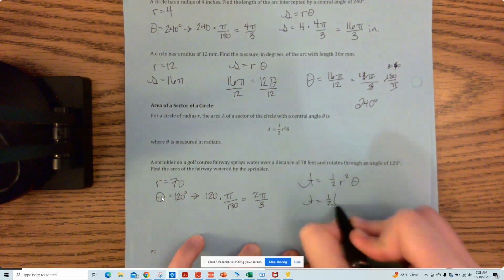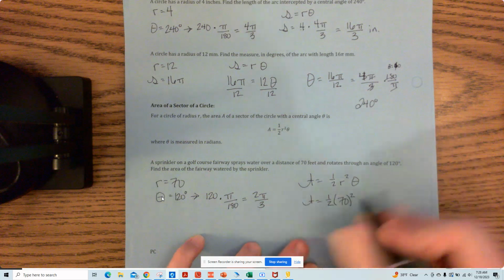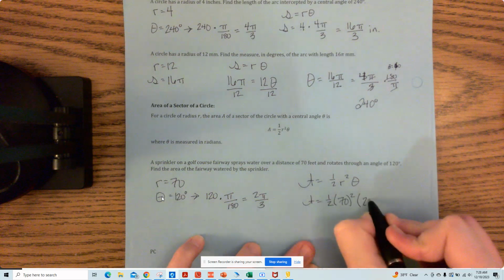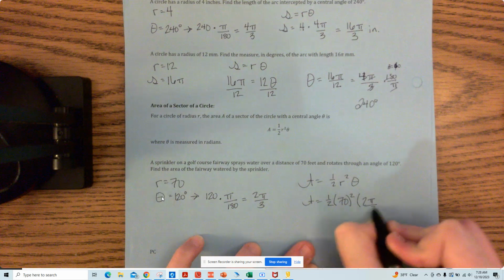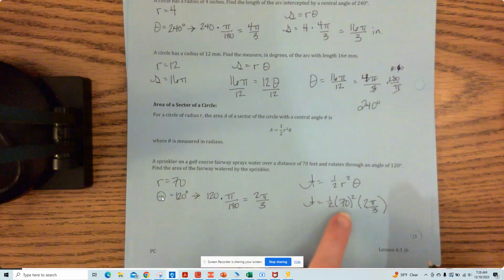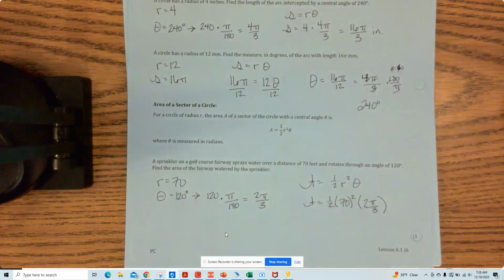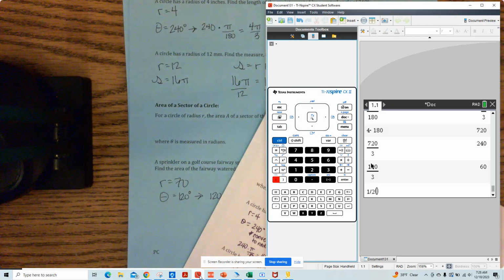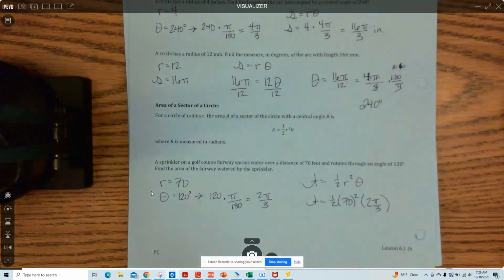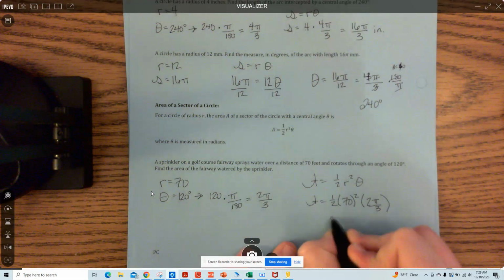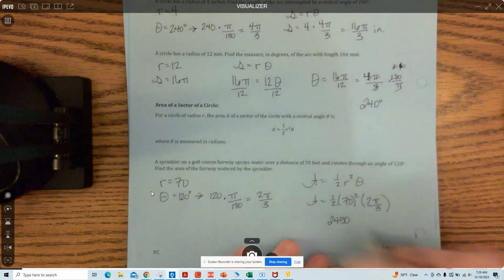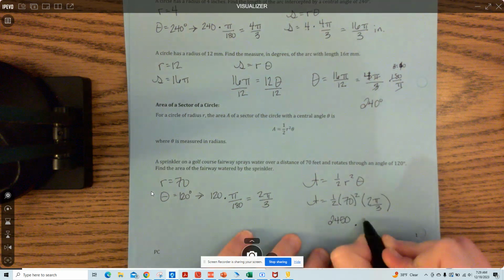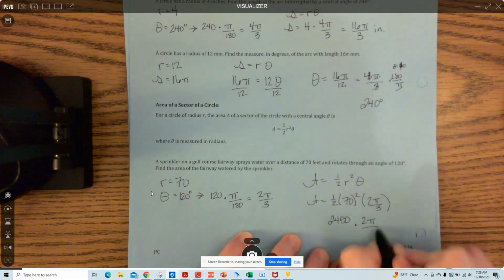So the radius is 70 squared times 2 pi over 3. So I'm going to do this first. I'm going to do 1/2 of 70 squared. So 1/2 of 70 squared is going to give me 2450. So I've got 2450 times 2 pi over 3.